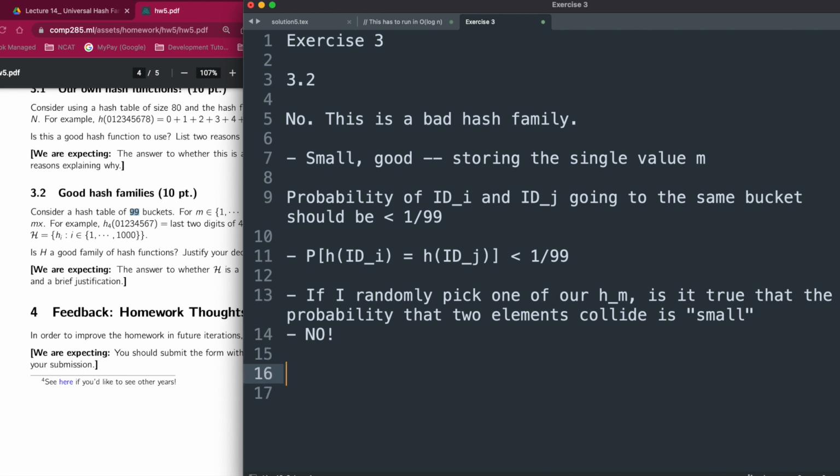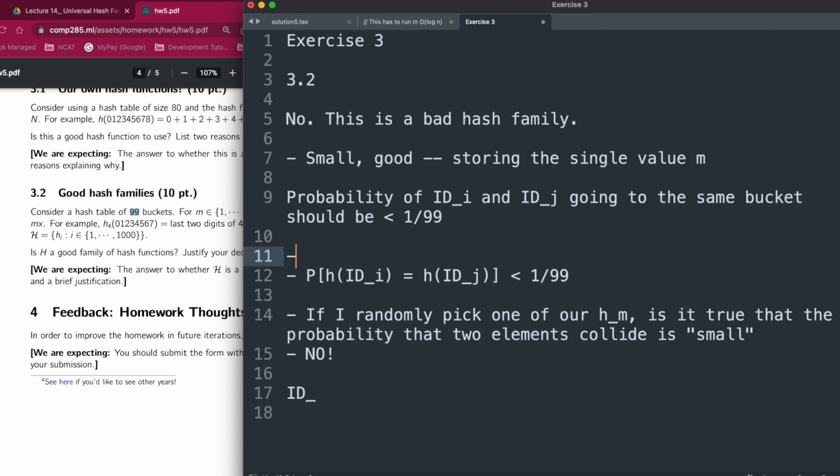The way to prove it is to think of a counterexample. It has to hold for all pairs of elements. If I randomly pick one of our h_m, this needs to hold for all pairs of elements ID i and ID j: the probability of them colliding must be small. The answer is that this is not true, because you can come up with a pretty easy example.